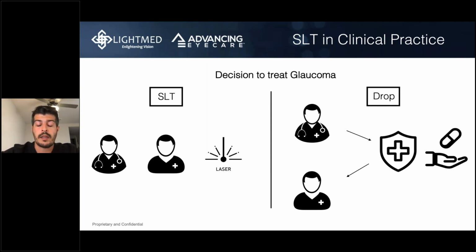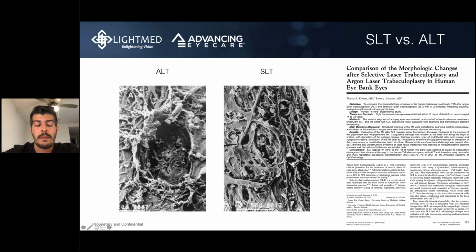But I'm going to keep going until I see a good response from SLT. You're not going to do significant harm by doing repeated episodes of SLT. And that goes back to the ALT versus SLT slide. The amount of damage is so, I'm not even going to use the word damage because you really don't see any effect on the trabecular meshwork.